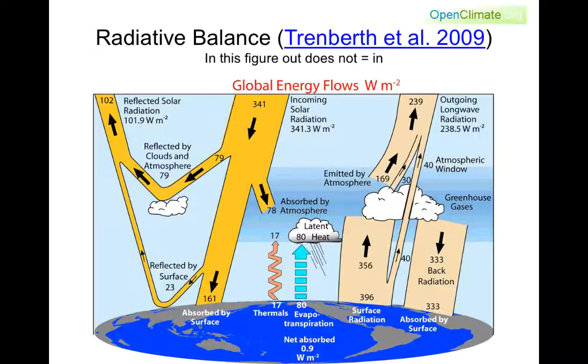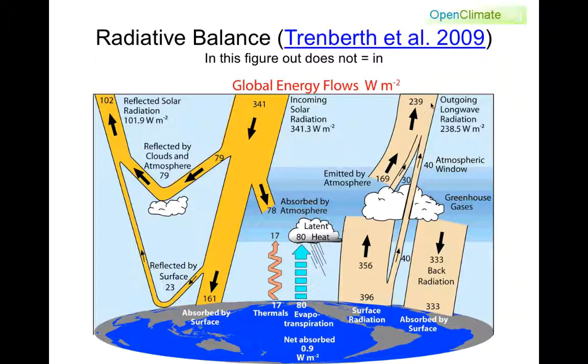So here's the new figure, the update in 2009. And what's important to notice in this figure is that what goes out does not equal what's going in. There is a net absorption at this point. So this is 341, slightly different number than in the previous figure because of our improvement in observations. This is 102 being reflected back out, and 239 going up.